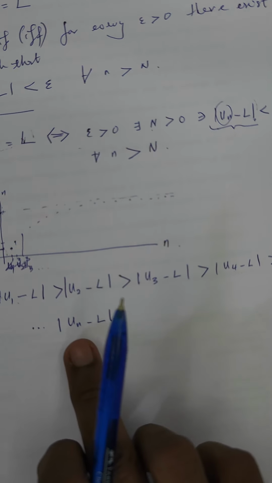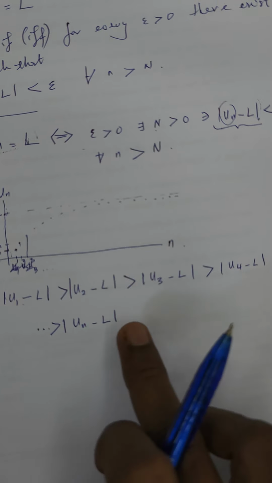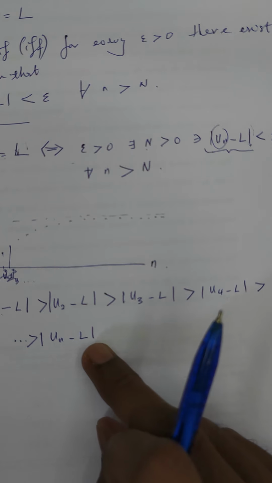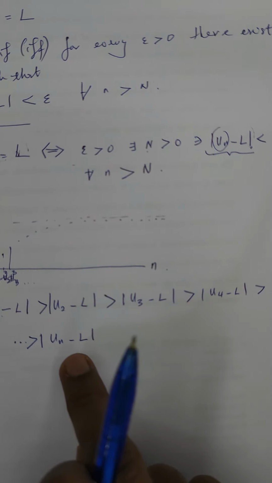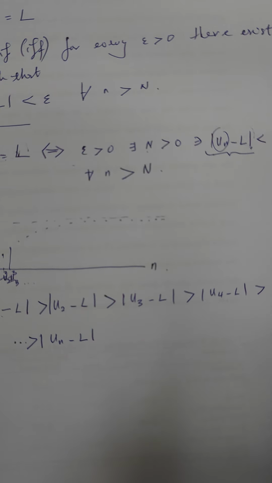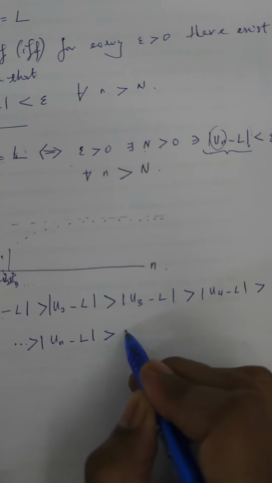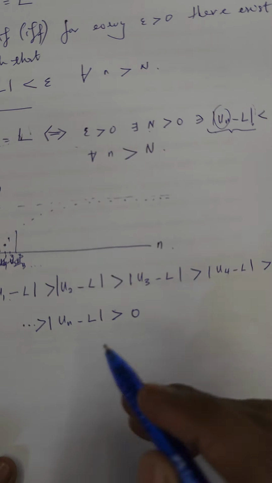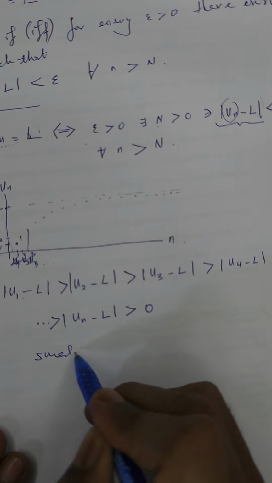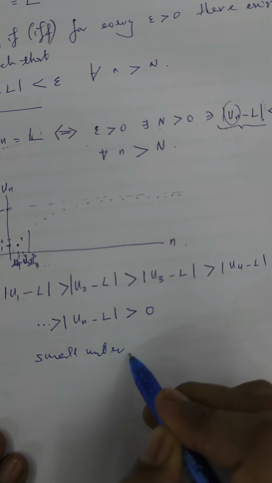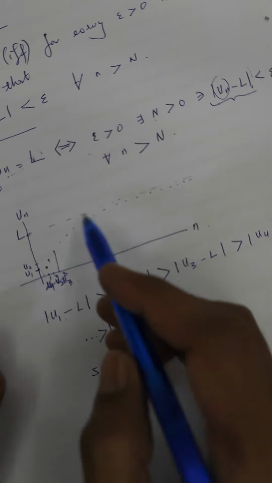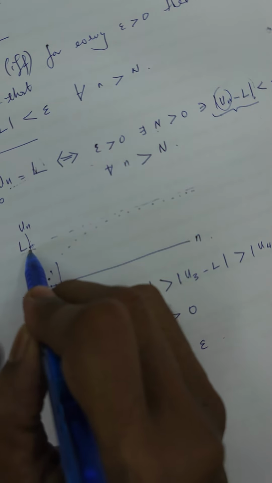So we should expect that the n terms still have a distance, because un is always not equal to L, but it gives a small number. Those small numbers we call epsilon. It is a positive number, always positive, but not big. Which means the difference between the n terms and L is close enough, let's say somewhere here.